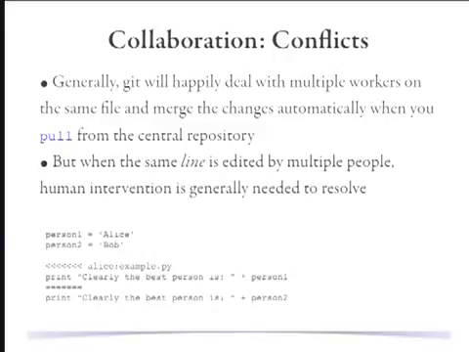So say Alice and Bob both tried to edit the same line. One said person 1 is the best person, one said person 2 is the best person. It will create this file which has both of the options here, and then you just need to fix the merge conflict and then commit the corrected version.